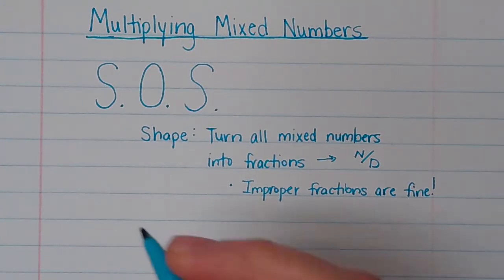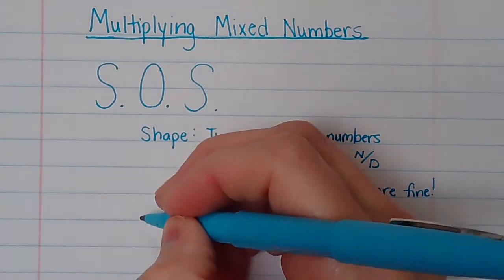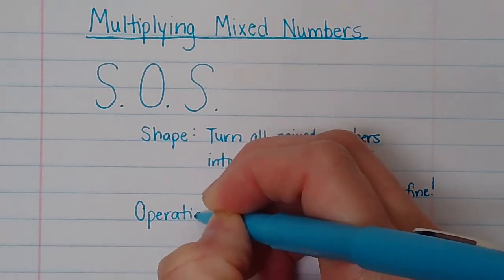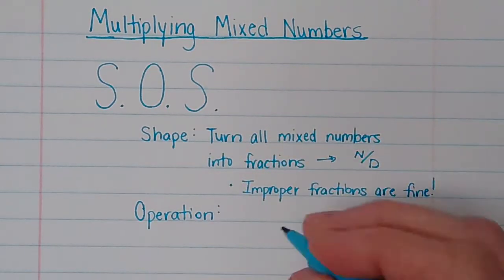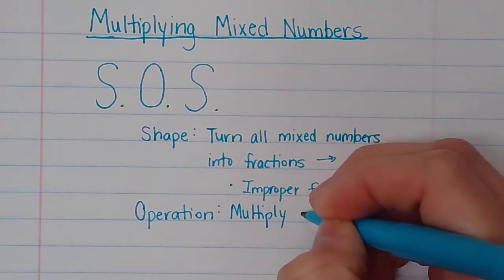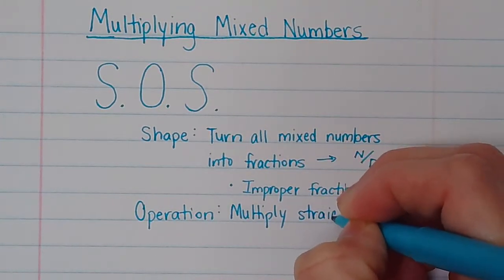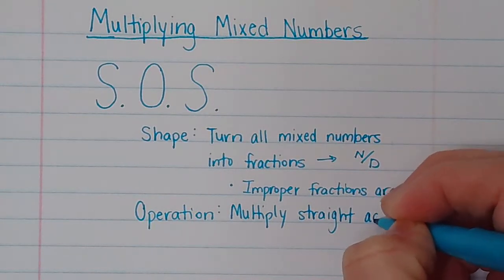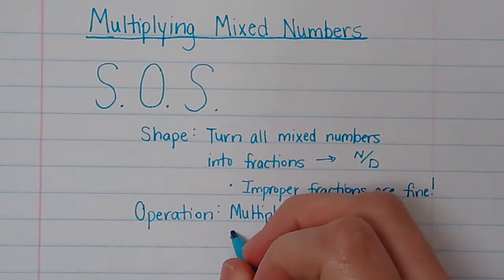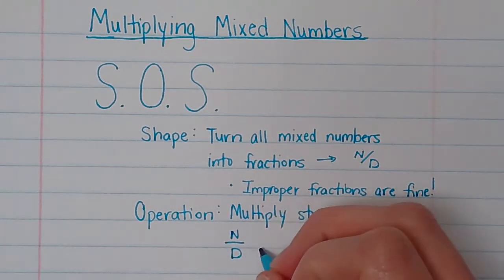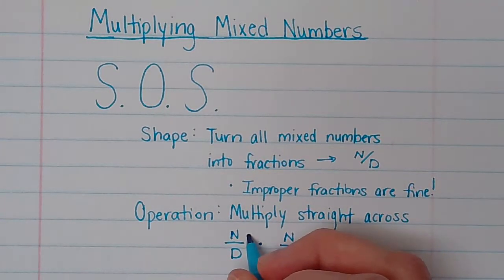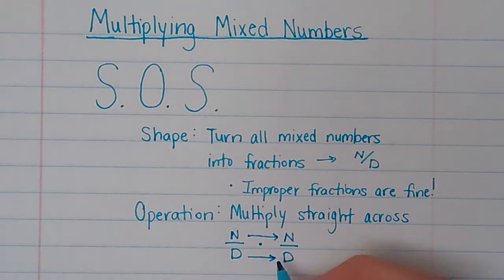And then our next letter, the O, stands for operation. Operation, remember, is multiplying. So you multiply straight across. No butterflying, nothing like that. You just go straight across. So it's bam, bam, and bam, bam.